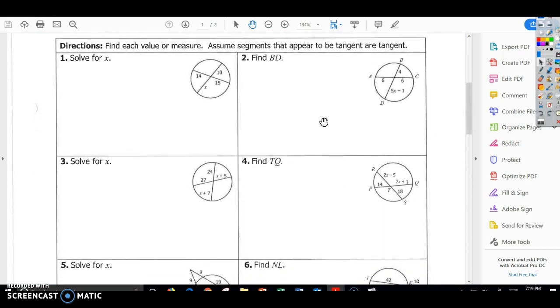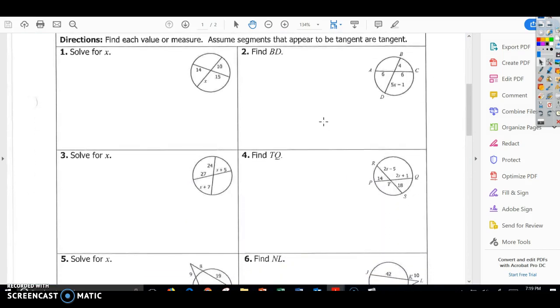And we're going to look at some example problems here. Alright, so number 1 says, solve for x. Directions say find each value or measure. Assume segments that appear to be tangent are tangent. Remember, the tangent lines touch on the outside of the circle, and the first couple do not have tangents, but as you see, if you scroll down, there may be some tangents a little farther down.